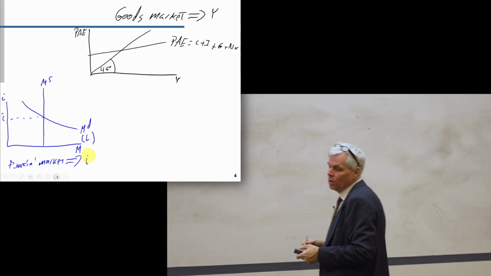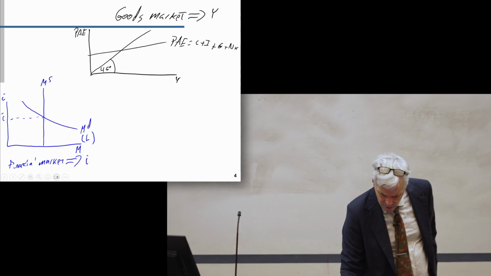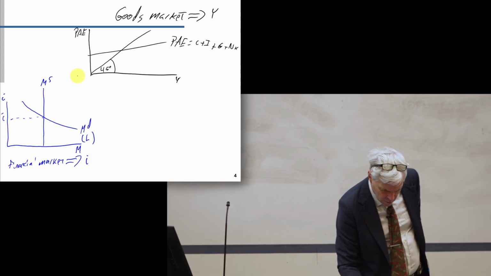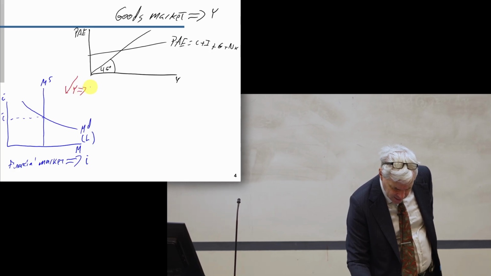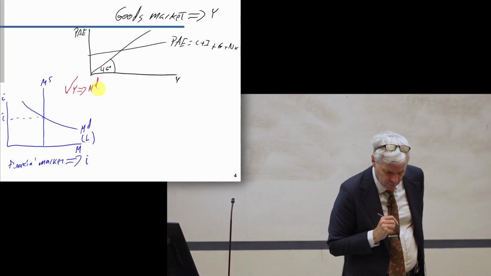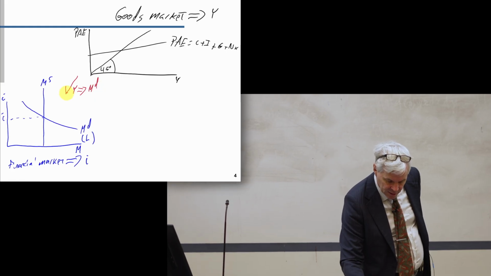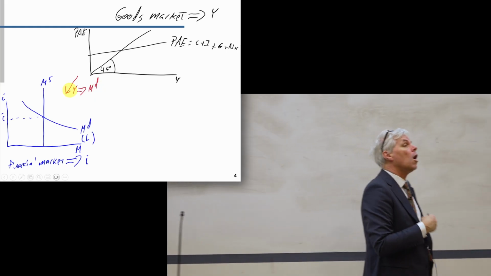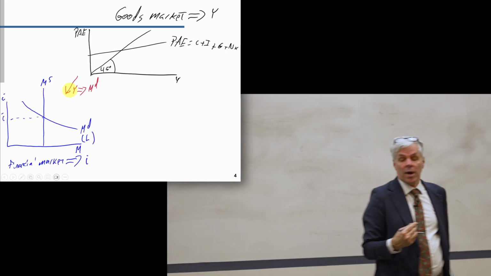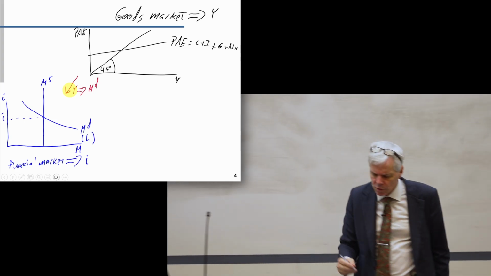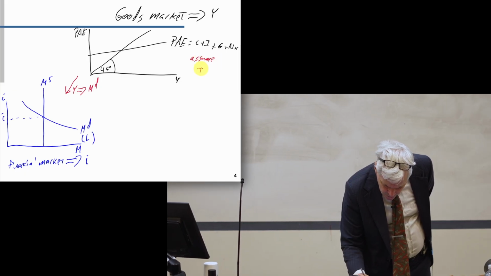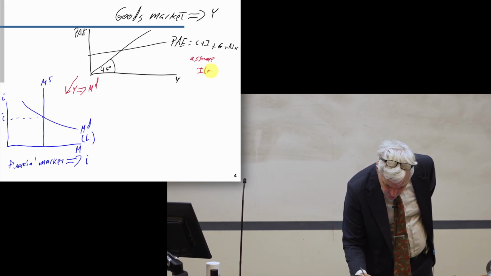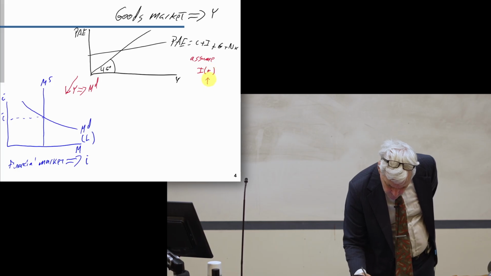And that is, so far we have a link that Y affects money demand. Right? That's a link going in this direction. We're also going to have a link going in the other direction. And that's because we are going to assume that investment is a function of the real interest rate.